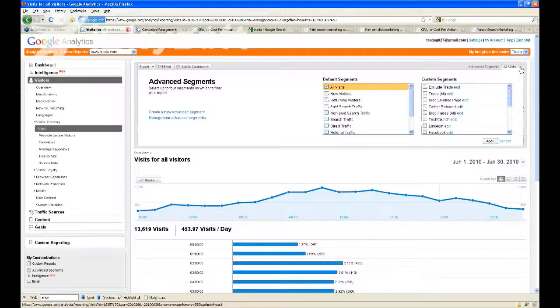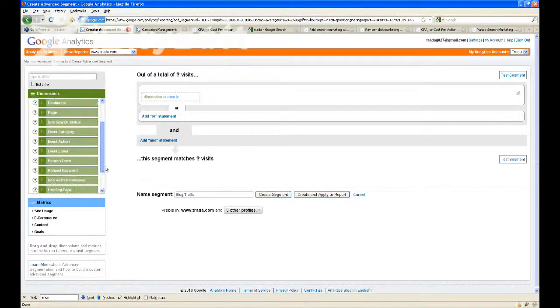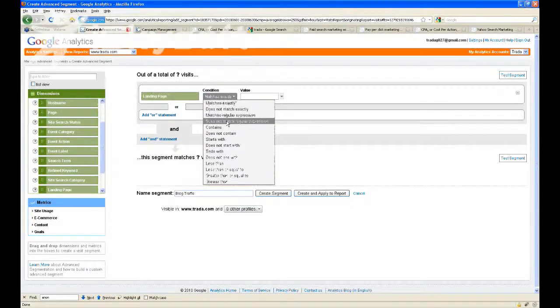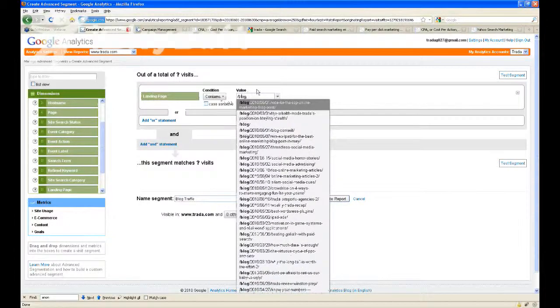As a starting point, let me show you a simple example. Let's create a segment here. I'm going to call this segment blog traffic. My goal is to pull out of that information I just showed you all the traffic related to people that are coming to the blog. So what I would do in that case is I would take a look at the landing page, what we were talking about before, and I would say, only show me the landing pages that contain /blog.